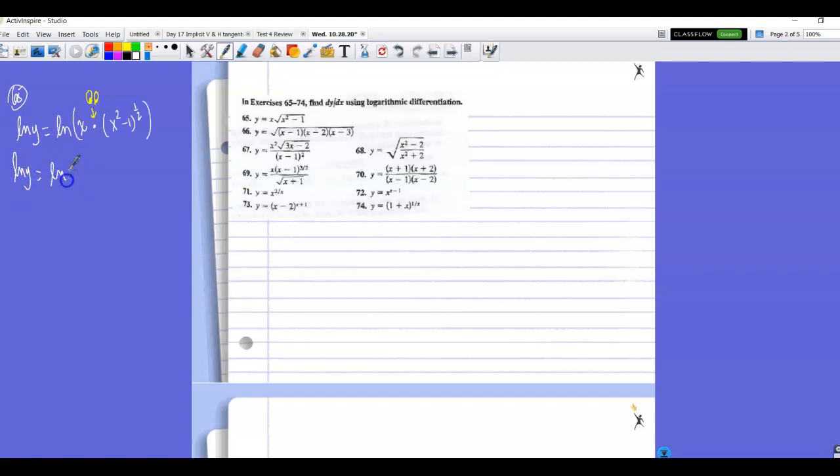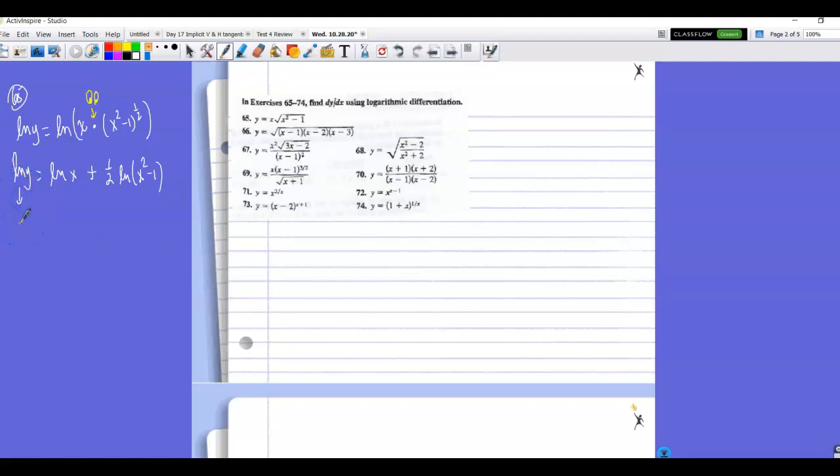I can change that into ln of x plus, and I'm going to use the power property, bring down the 1/2, ln of x squared minus 1. So using those log properties makes things much easier. Now I'm going to go to the calculus phase.